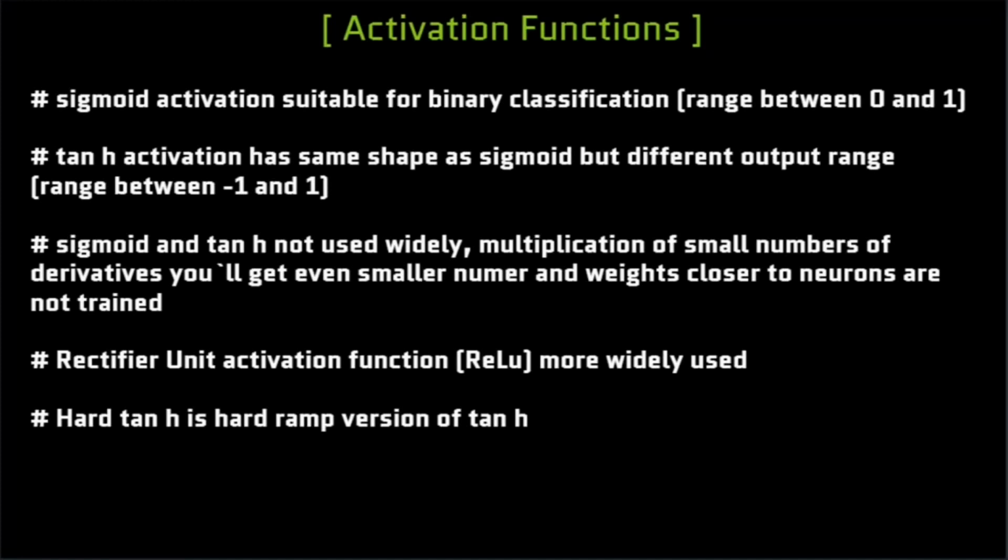Another activation function, which is getting more and more attention recently, is the hard tanh. This function has an output between -1 and 1 similar to the tanh function, but has a hard ramp version of tanh. There are other more activation functions available in PyTorch that will not be covered here.